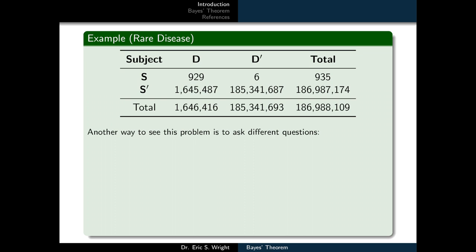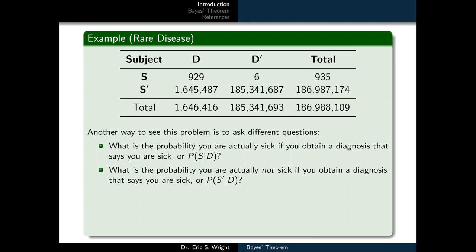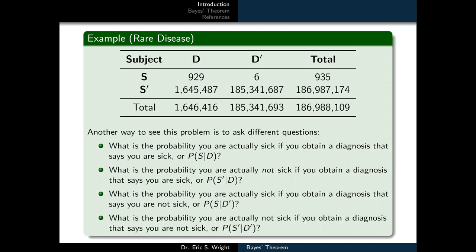Another way to see and understand this problem is to ask different questions. We might ask, what is the probability you are actually sick if you obtain a diagnosis that says you are sick, or P of S given D? You could also ask, what is the probability you are actually not sick if you obtain a diagnosis that says you are sick, or P of S complement given D? We could ask, what is the probability you are actually sick if you obtain a diagnosis that says you are not sick? Finally, we can ask, what is the probability you are actually not sick if you obtain a diagnosis that says you are not sick, or P of S complement given D complement? All four of these questions are really getting at the heart of the same issue. They're asking, how reliably can a diagnosis predict your actual health?